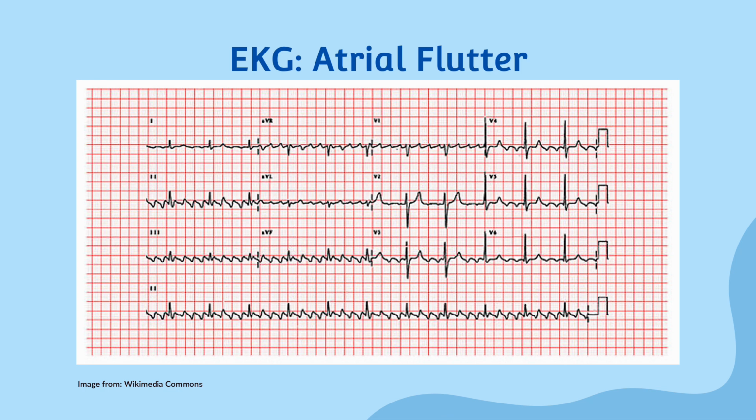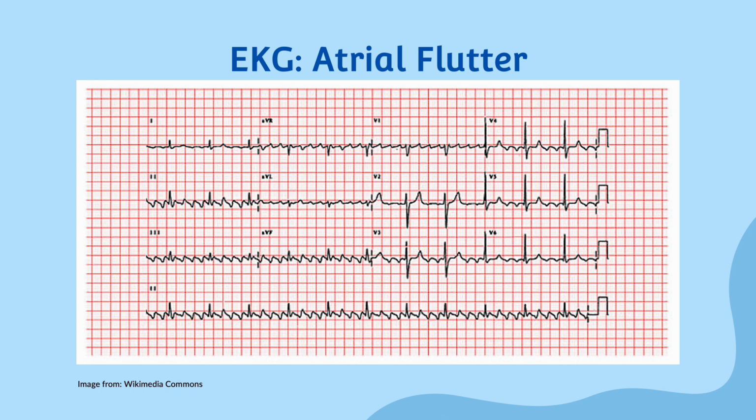The evaluation of atrial flutter begins with a thorough medical history and physical examination. A 12-lead EKG is the cornerstone of the diagnosis and will reveal the characteristic sawtooth pattern of the atrial flutter waves. Additional tests, such as a Holter monitor at home or a transthoracic echocardiogram, may be used to confirm the diagnosis and assess for underlying structural heart disease.